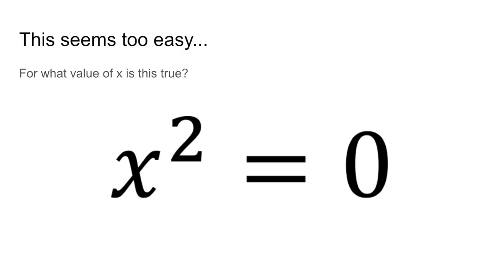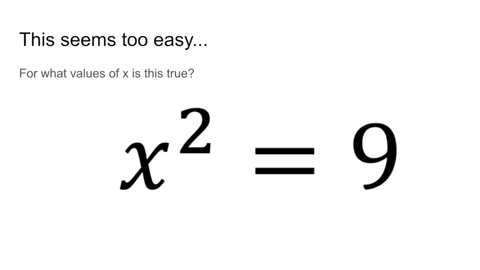So here's a quick scenario. This might seem a little too easy, but for what value of x is this true? x squared equals 0. Go ahead, you know it. That's right. x is equal to 0 because 0 times itself, or 0 squared, gets what's on the right, which is 0. What about this one?